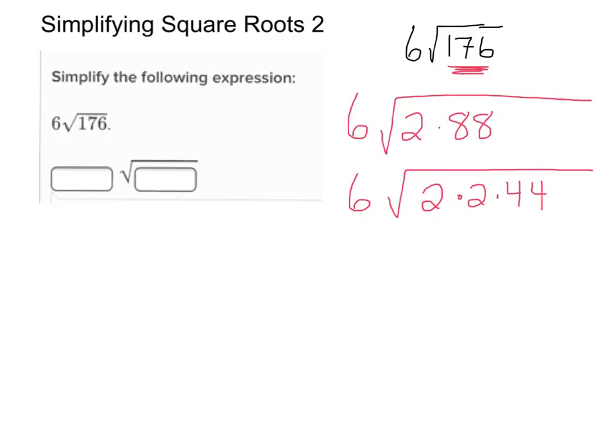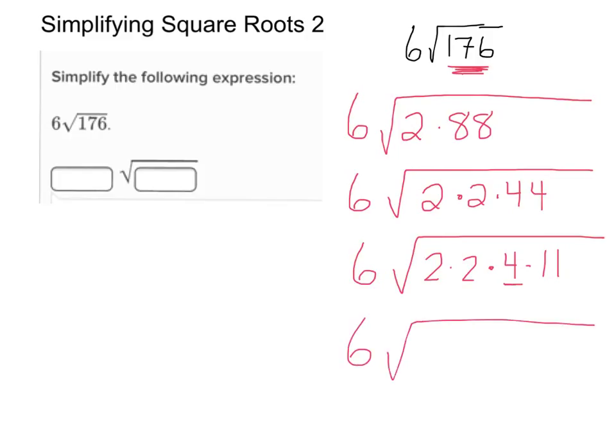I can see that 4 goes into 44, so let's write that as 6 square root of 2 times 2 times 4 times 11. And then I can see that 4 can be broken down to be 2 times 2, so I'm going to write it as 6 square root of 2 times 2 times 2 times 2 times 11. Now I should multiply all this to see if it equals 176. So why don't you pause and take a moment to multiply all that and see if it equals 176. All right, so let's keep working.